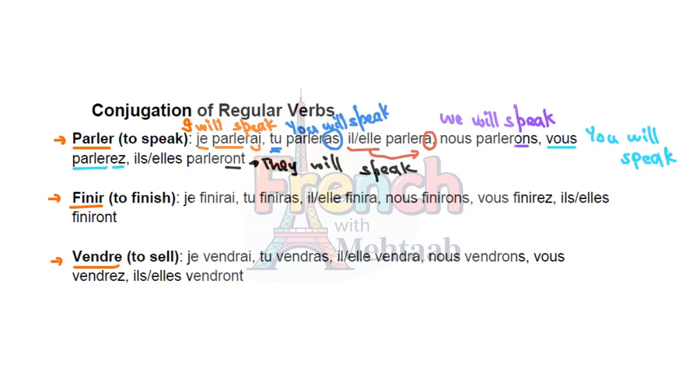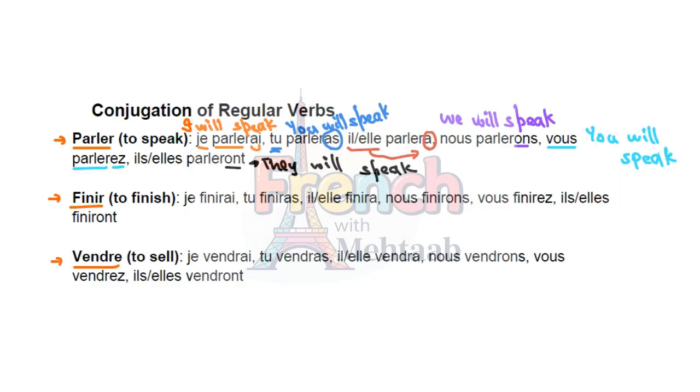Okay, maintenant, répétez après moi. Je parlerai, tu parleras, il parlera, elle parlera, nous parlerons, vous parlerez, ils parleront, elles parleront.